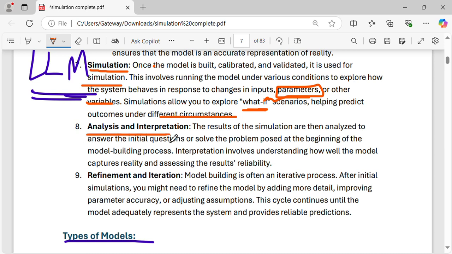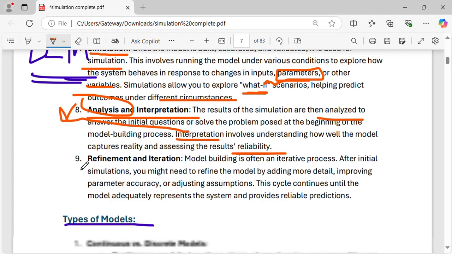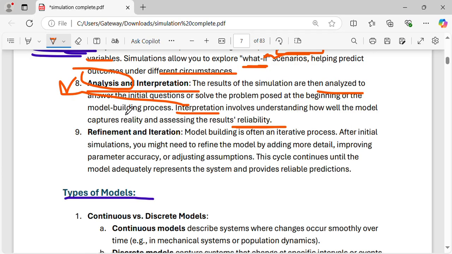Next, we do analysis and interpretation. The results of the simulation are then analyzed to answer the initial questions, and interpretation involves understanding how well the model captures reality and assessing the results' reliability. Analysis means that we check how well the model is performing, that is, is it solving the problem it was supposed to solve, and interpretation means understanding how well the model is performing in reality.